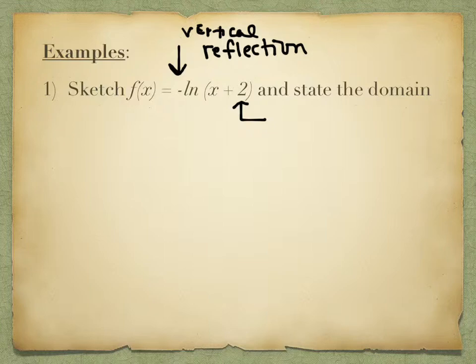Yeah, I mean, our gut reaction says positive 2, move it to the right. Anything that happens inside actually does things opposite. So if you have addition of 2, it's actually going to move it left 2. If you had subtraction of 2, it would move it right 2. So we're going to actually see that shift. Let me write that down: it is a shift left.